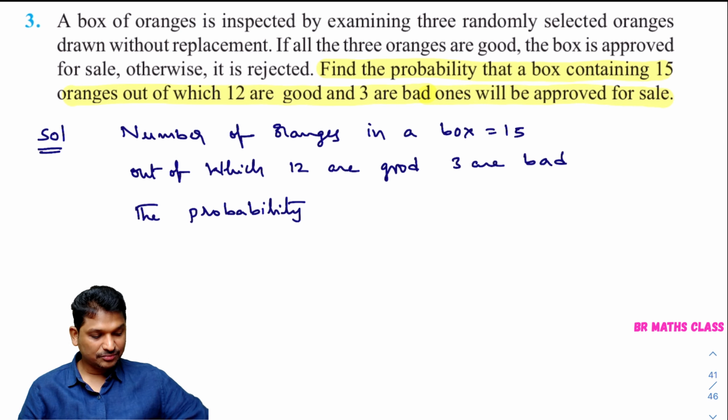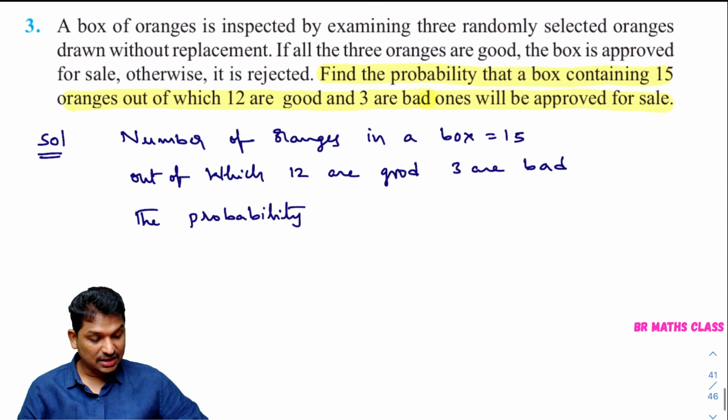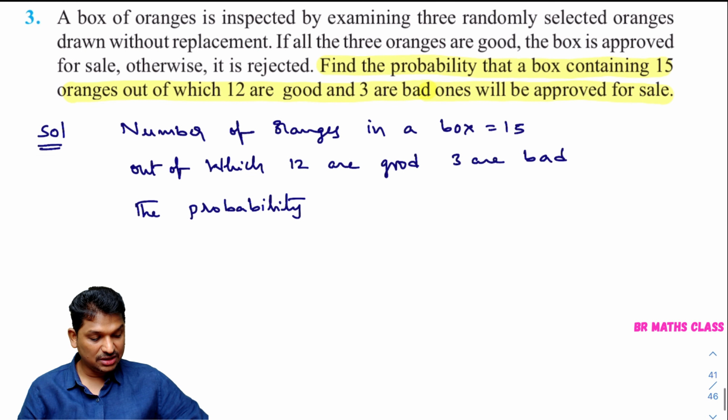Okay. The probability that the box is approved for sale equals... I'm not going to use any independent events formula. I'll do this problem directly. How to do it?